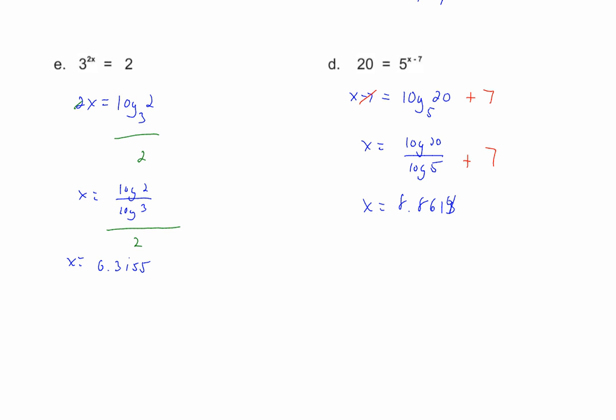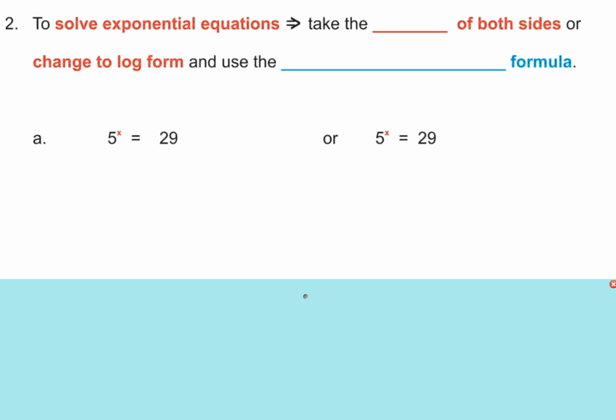And it's a pretty simple thing if you can remember that logarithms are exponents, and therefore then be able to change to exponent or to log form and solve it. And again, the change of base formula is really, really easy. All right, number 2. To solve exponential equations, take the log of both sides or change to log form. So I'm going to show you 2 methods. We've already done the change to log form method. I'm going to show you the second method, taking the log of both sides.